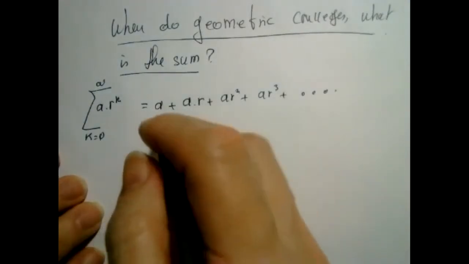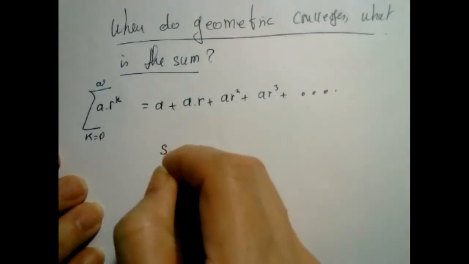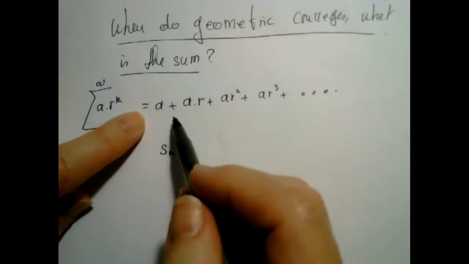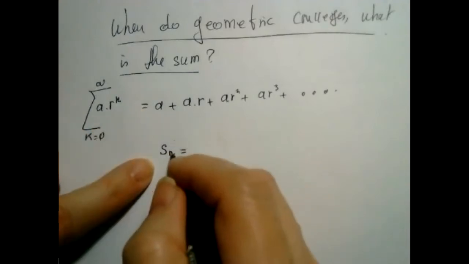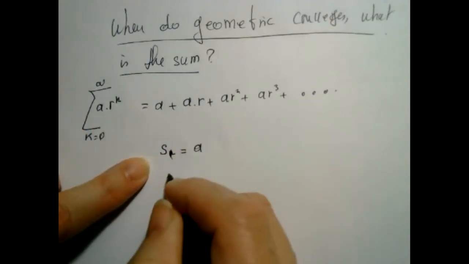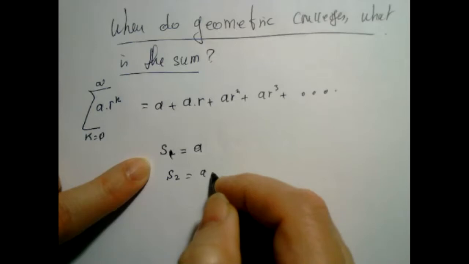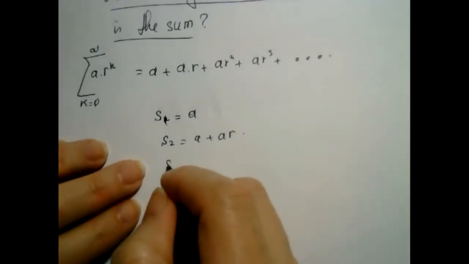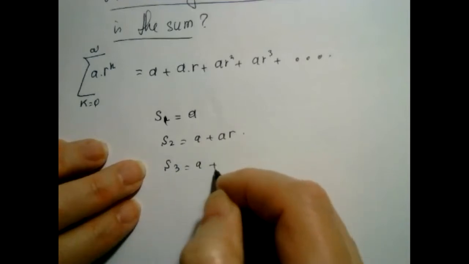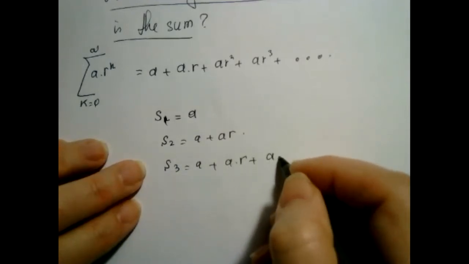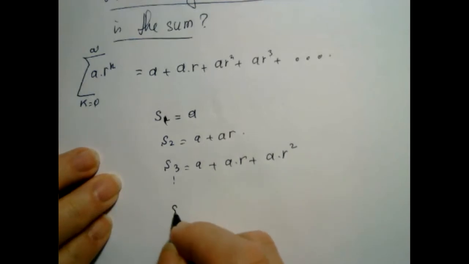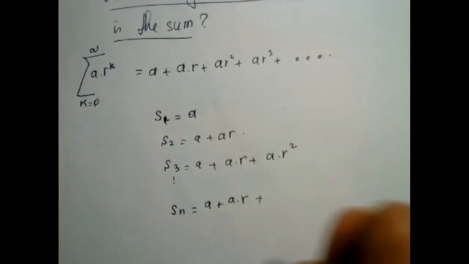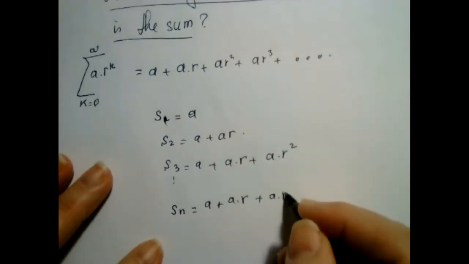Now, to find when they converge, I need to find Sn. It means if I add the first n terms, what do I get? So let us see. What is Sn? First, let me compute S1. S1 is A. S2, this time a pattern is not going to come up, so we have to do a little bit of manipulation. So S3 is A plus A times R plus A times R squared. So Sn is the sum of the first n terms.